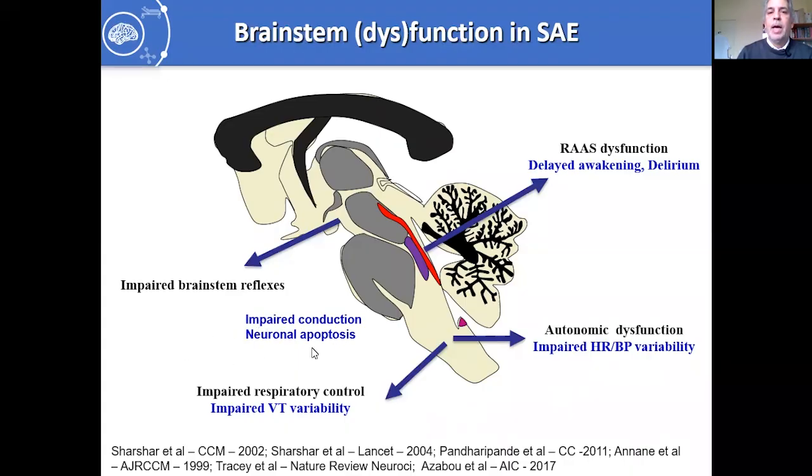Neurophysiological studies have shown that there is an impairment of the conduction of evoked potentials at the level of the brainstem, either somatosensory evoked potentials or auditory evoked potentials. And neuropathological studies have evidence of neuronal apoptosis within autonomic nuclei, but also the nuclei of the reticular activating ascending system.